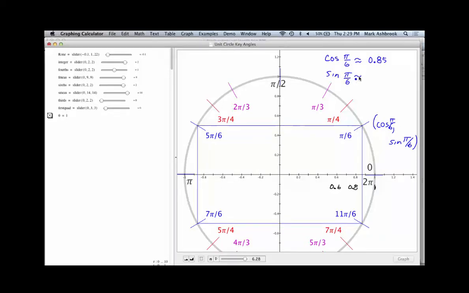0.5. What do you think, Corey? Can you estimate sine of pi over 6? 0.5. Okay, so here's the deal. I'm going to tell you that sine of pi over 6 is exactly 1/2.